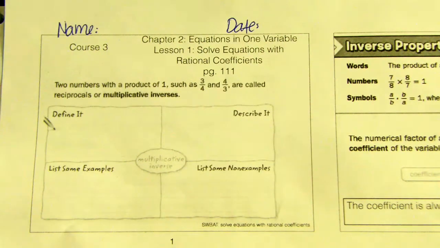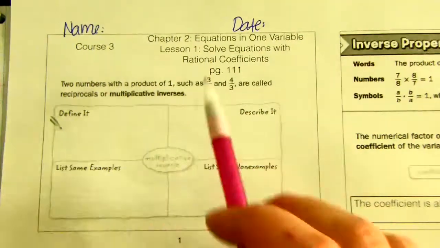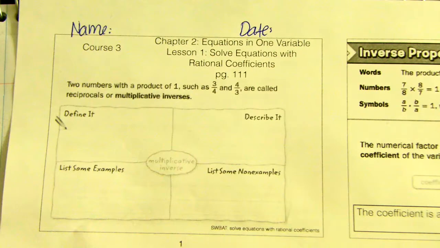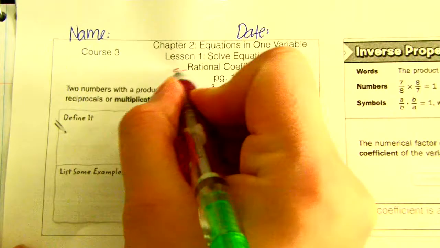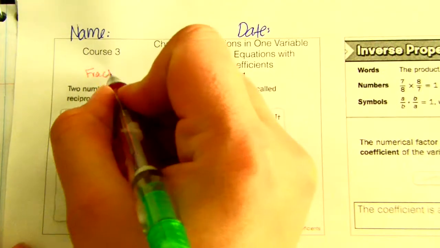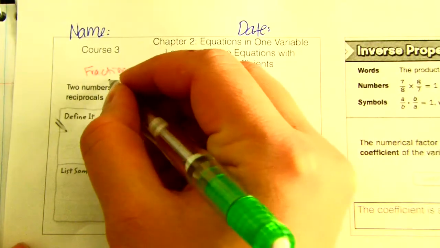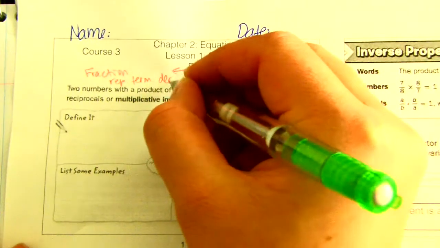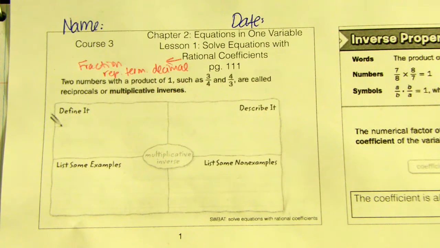Okay, so today we're going to start chapter 2, lesson 1, solving equations with rational coefficients. So remember that a rational coefficient can be a fraction. Those are the more complicated ones, but a fraction, and then two types of decimals, repeating decimals and terminating decimals. So if we see any of those numbers as a coefficient, which we'll find out what that is in a second, we can go ahead and solve those equations.